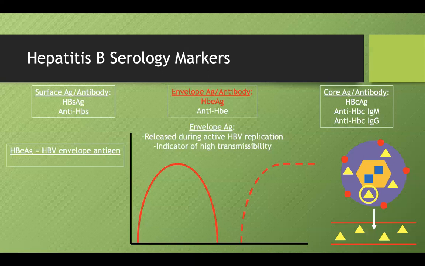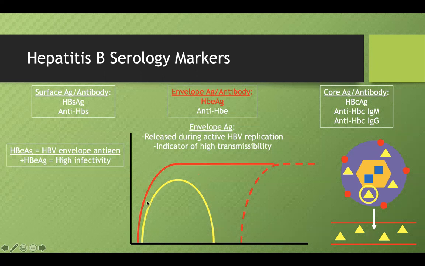So if we look at the antigen directly, if you have a positive envelope antigen, you're highly infectious. So normally during acute infection, you're going to have a time where you're replicating, and then your body will catch up and that infectivity will start to slowly go down. This is ideal in an acute infection.